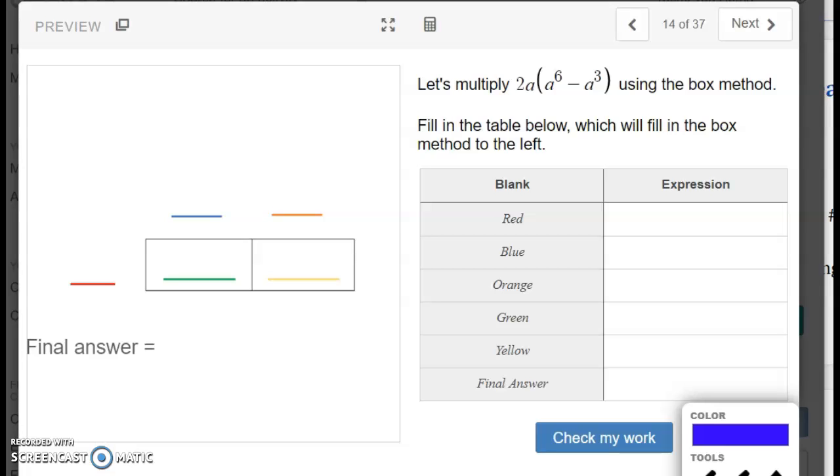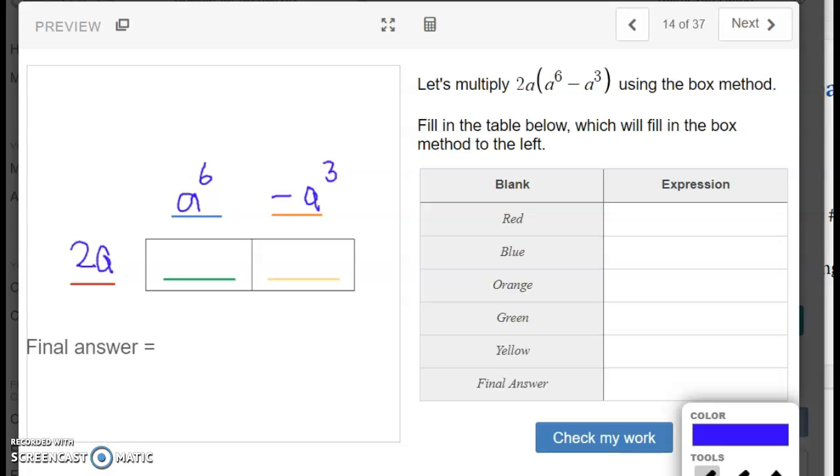All right, now let's do some more area model where you're multiplying a monomial with a binomial. Okay, so in this case, the monomial goes here. And the length, because that 2a is the length, the width is a to the power of 6 minus a to the power of 3. Okay, so then to find the area, you just need to multiply 2a times a to the power of 6.